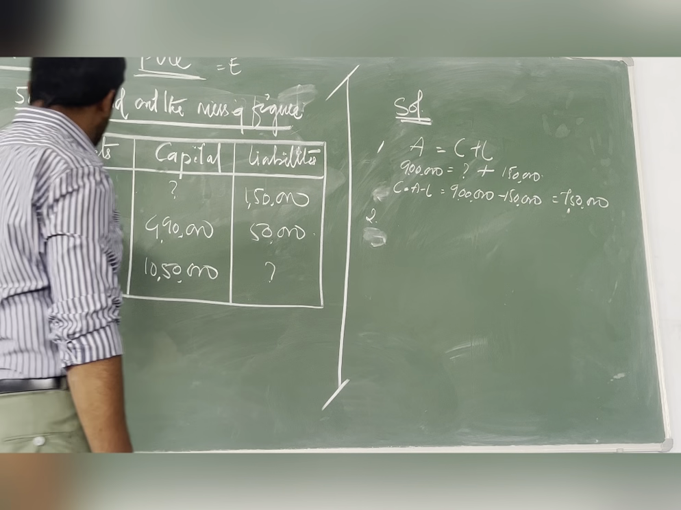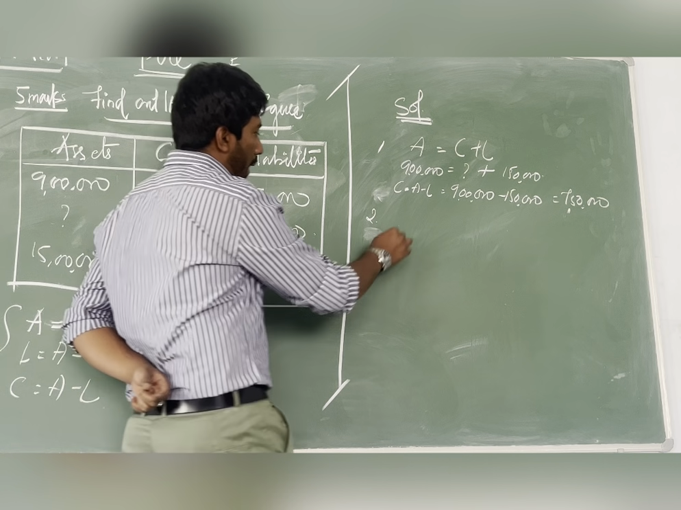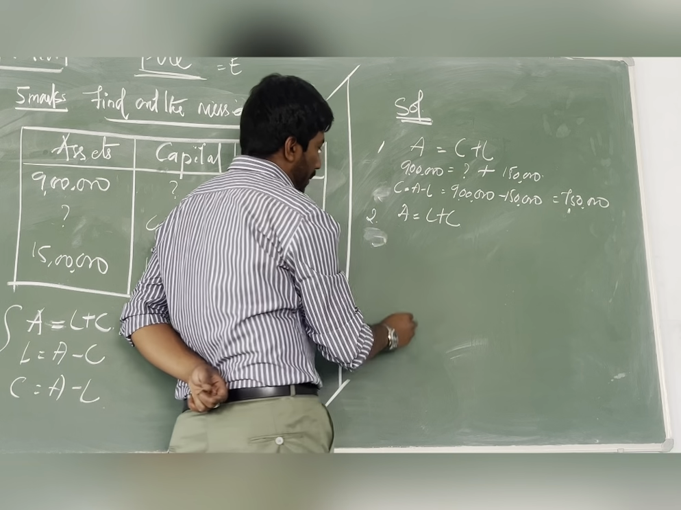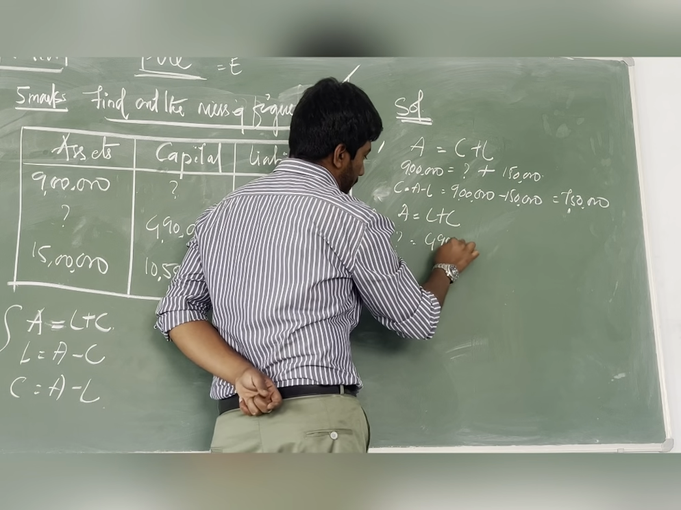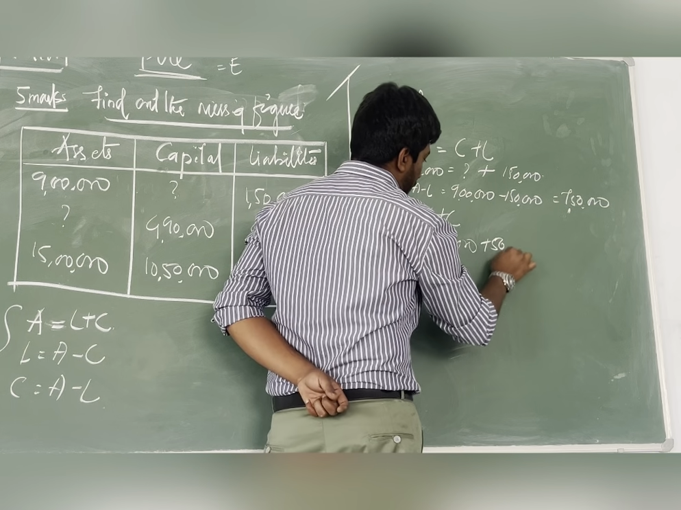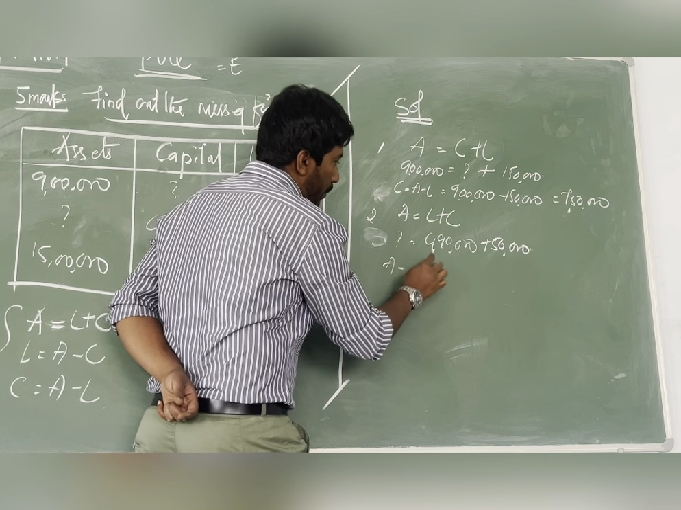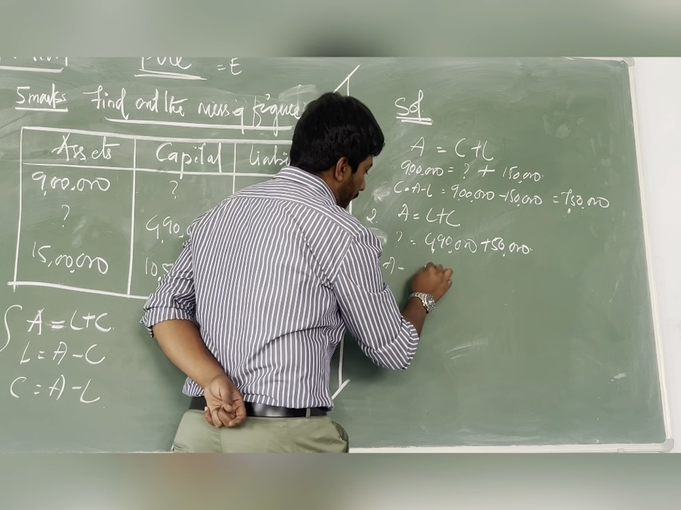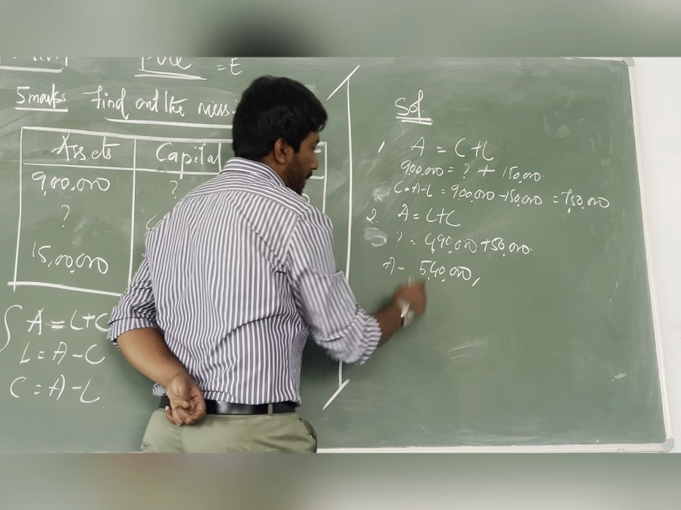Point 2, here assets are not given, but capital and liability are given. So again we will use the same, A is equal to L plus C. So here A we don't know, L plus C. L is 4 lakh 90 and C is 50,000. So when you add, very simple, add both, A is equal to 4 lakh 90 plus 50 gives you 5 lakh 40. 5 lakh 40 is the answer. As simple as that.